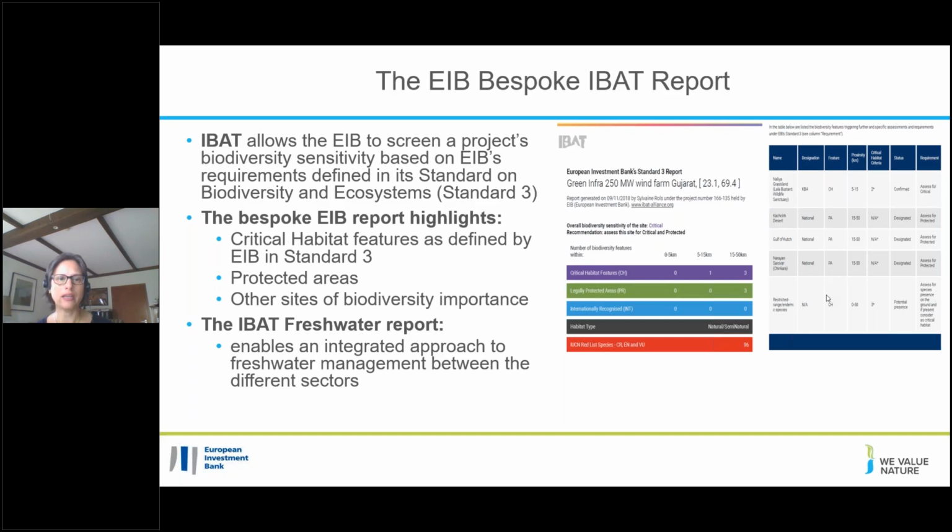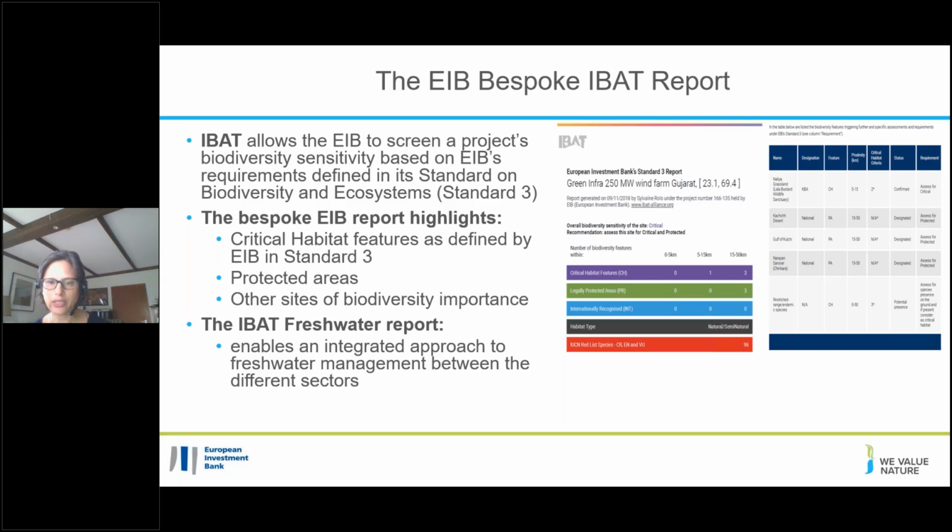So what IBAT has allowed the EIB to do is to screen a project's biodiversity sensitivity based on a number of requirements. And this bespoke report, as you see here on the screen, elaborates the features that meet EIB's critical habitat criteria, the protected areas, and it's split in the legally protected areas, and also then other sites that are internationally recognized for their importance on biodiversity.